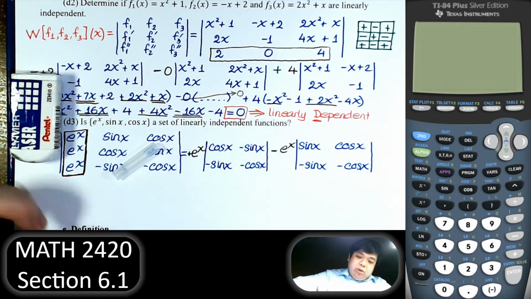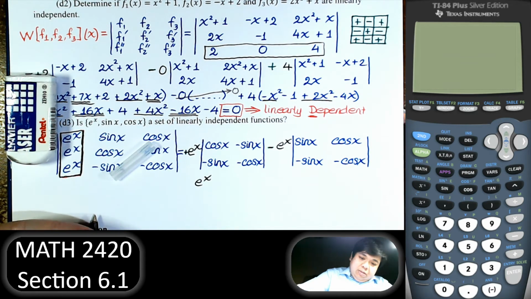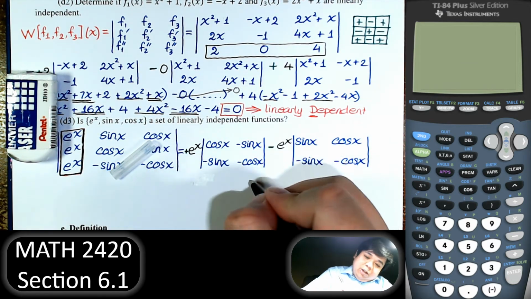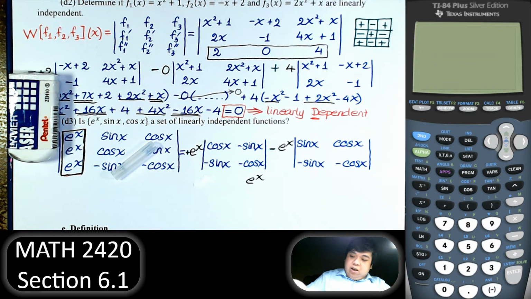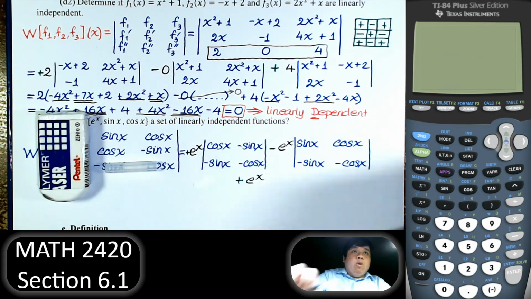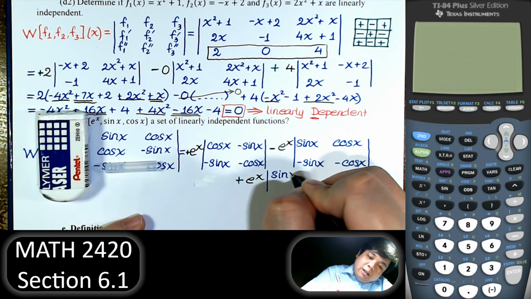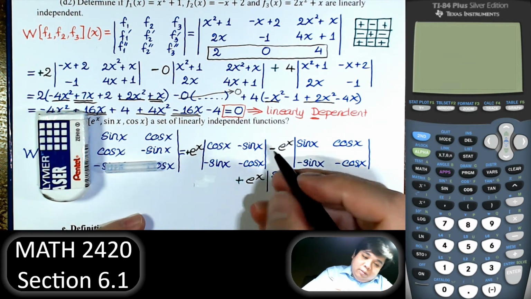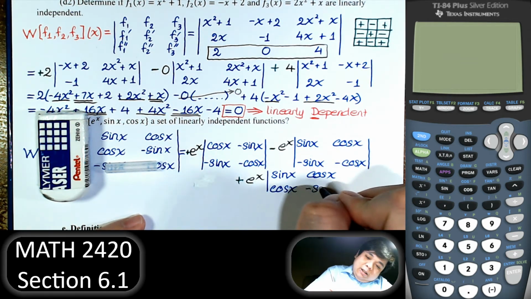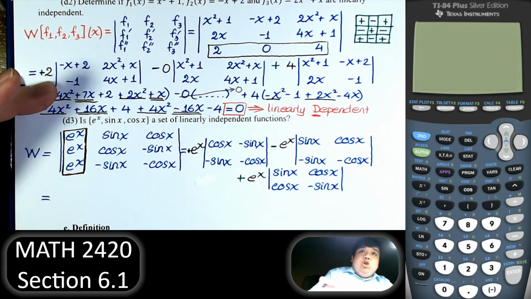And then the last one is also e to the x, but this one is sitting on the plus sign. Cover the row and the column containing that e to the x, and we have sine x, cosine x, cosine x, negative sine x. Right. Now we have a bunch of 2 by 2 determinants.